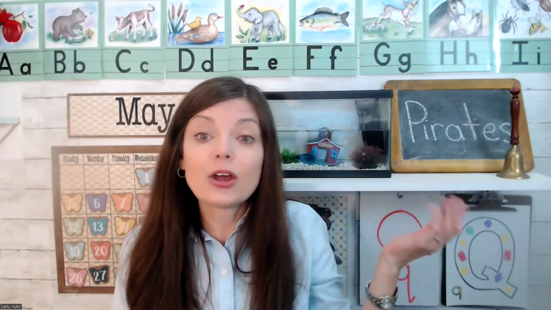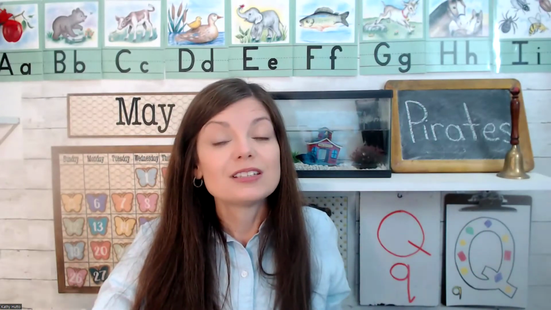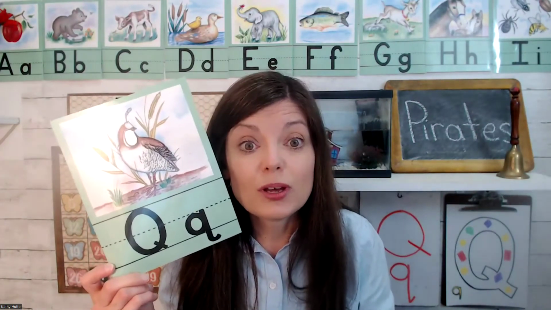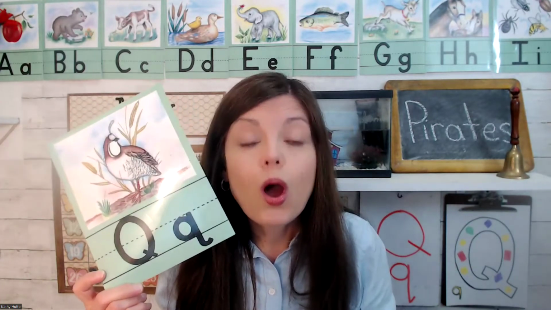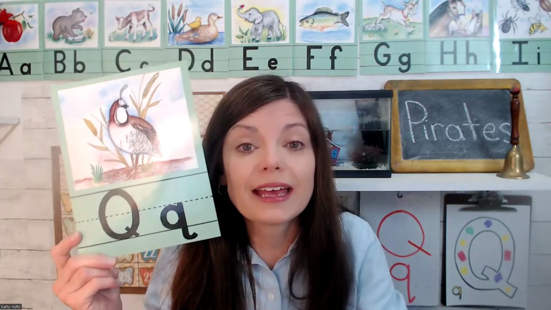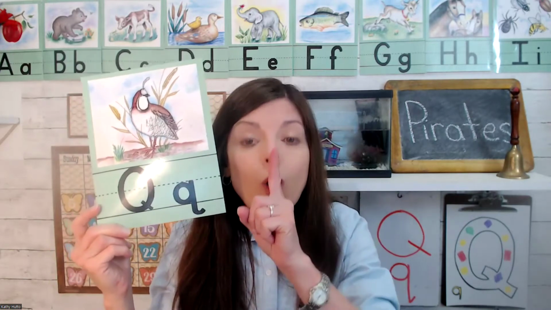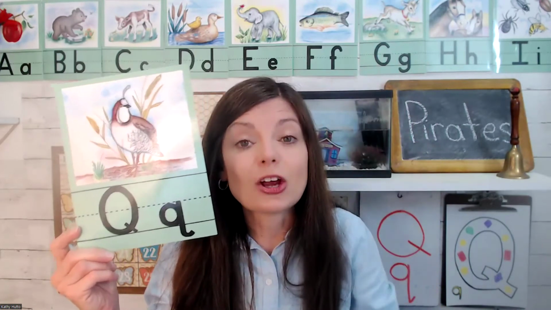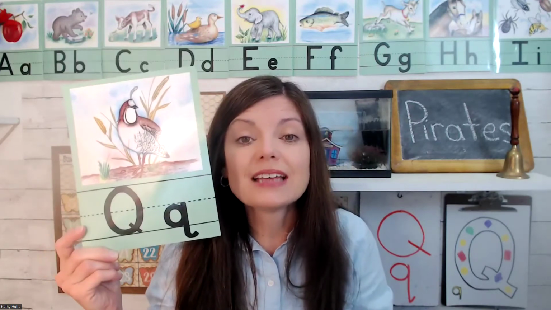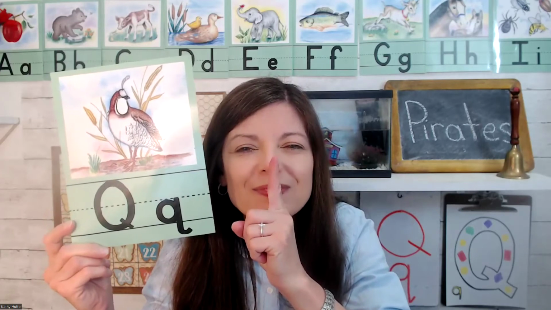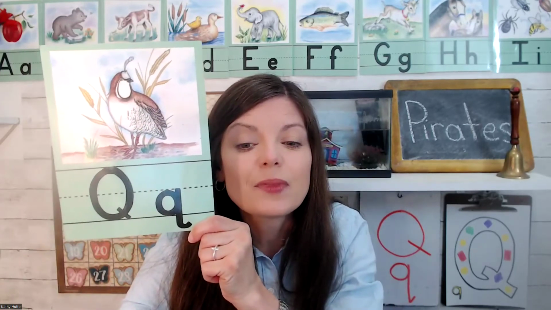Well, now we know how to recognize and write Q. So next, we're going to practice the sound that Q makes. Letter Q makes the sound like this. Can you make that sound? As in quiet. Put your finger right here in front of your lips. That's our hand motion for letter Q. Q says, as in quiet. What does Q say?